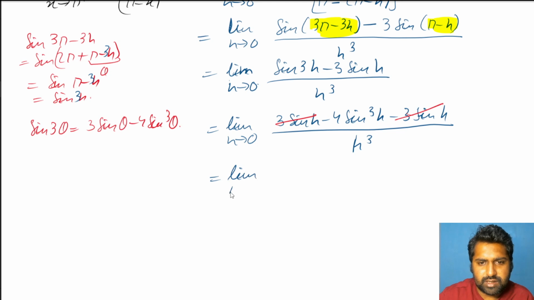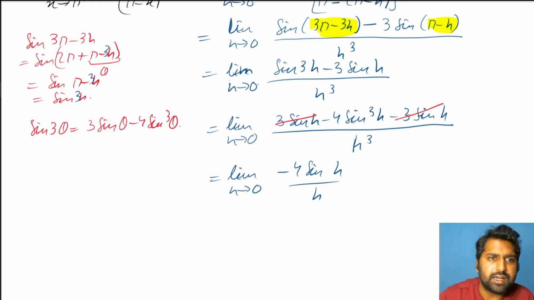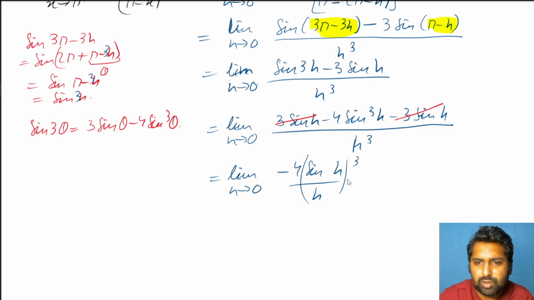Effectively you have limit h tends to 0 of minus 4 sine cube h by h cube. So what we can do is combine this cube. I'm rewriting this as sine h by h whole cube. Sine h by h is 1. So what is the answer? Minus 4 is the answer.